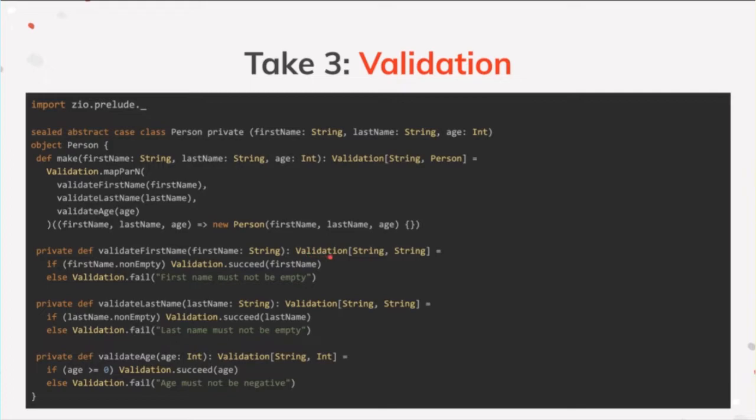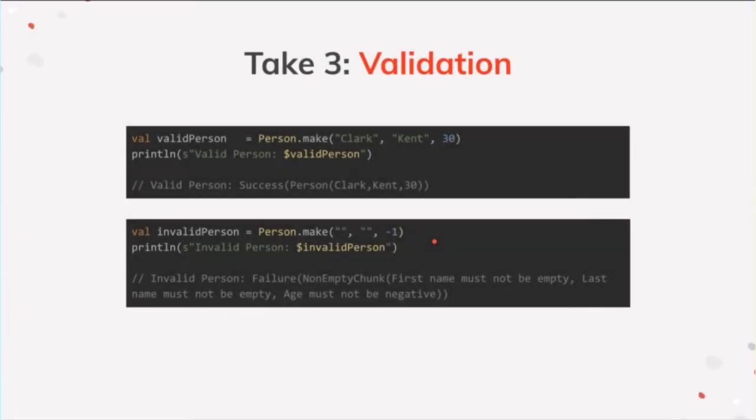Benefits of the validation data type: we have no implicits at all. We have concrete methods, several methods, as you have seen. I have presented just some of them here. And we have automatic error accumulation in non-empty chunk. We don't need to write any custom logic for combining all the possible validation errors. And that's it for our first scenario. Let's take a look now at a second scenario, which is about combining data structures.